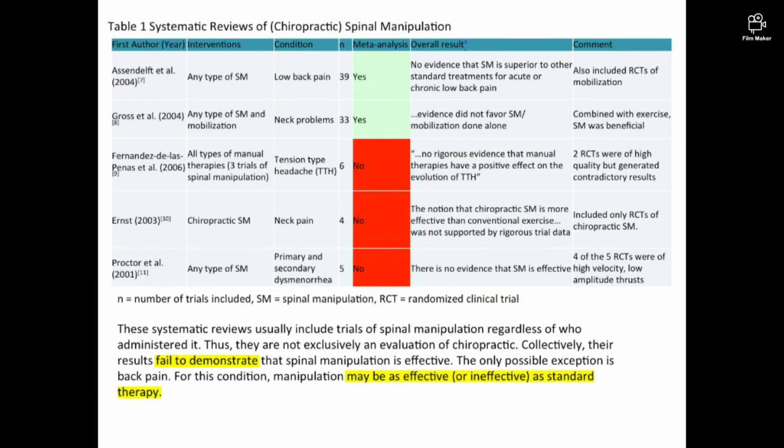This systematic review of chiropractic spinal manipulation has collectively failed to demonstrate that spinal manipulation is effective, with the only possible exception of back pain. For this condition, manipulation may only be as effective as standard therapy or just simply ineffective.